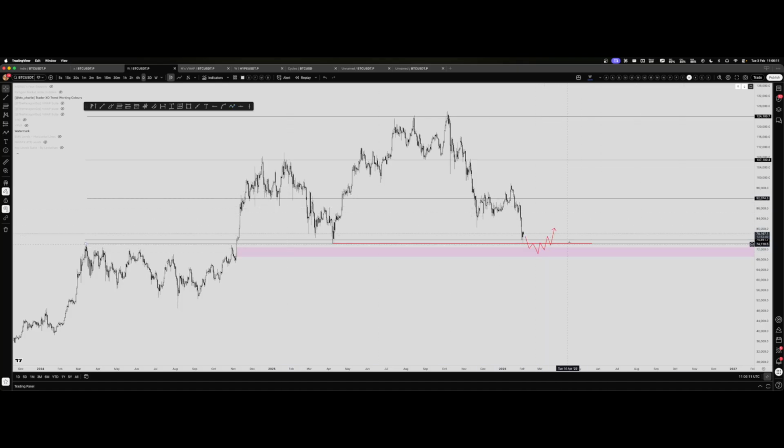Which is fair enough. And this is a trade I think that pretty much everyone's going to be looking to take. And so I think the execution behind it might be a bit different.